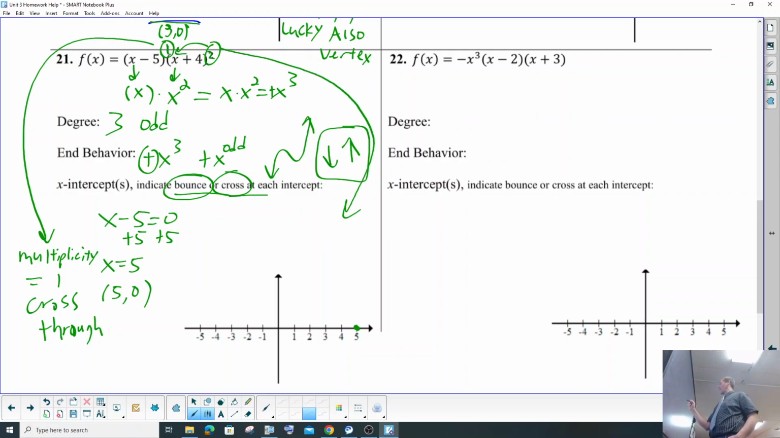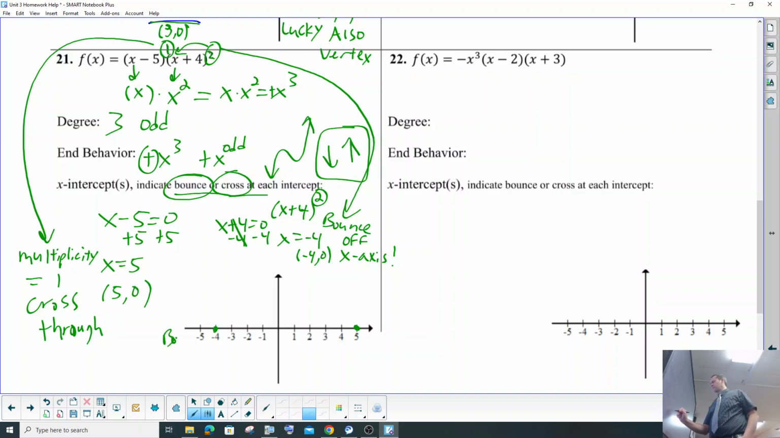Now, what about the other one? Well, the other one has a 2 there, and so 2 means to bounce, right? The x plus 4 all squared. The 2 means you're going to bounce off the x-axis. So we take x plus 4 and set it equal to 0. We subtract 4 from the other side, so we get negative 4. And at negative 4, negative 4 comma 0, we're going to bounce. So don't forget to bounce right there.